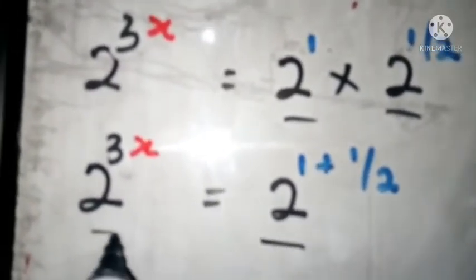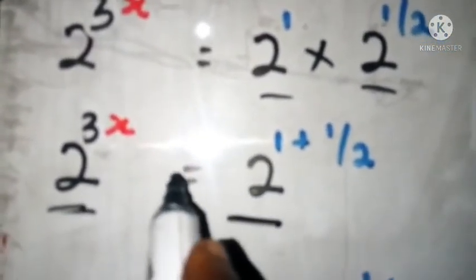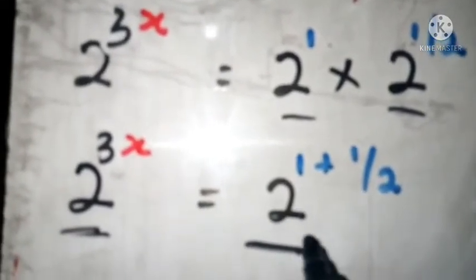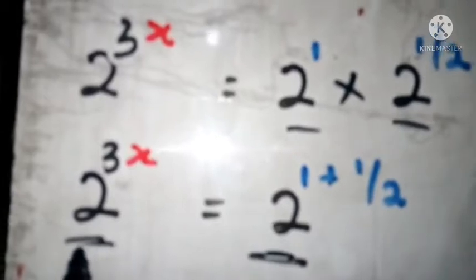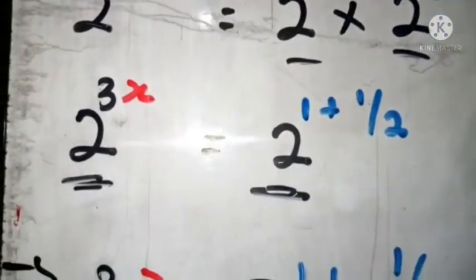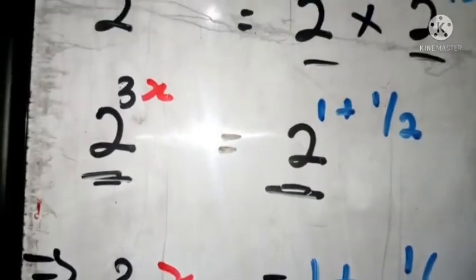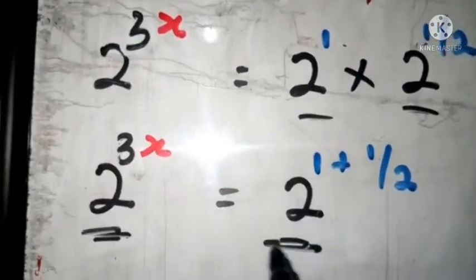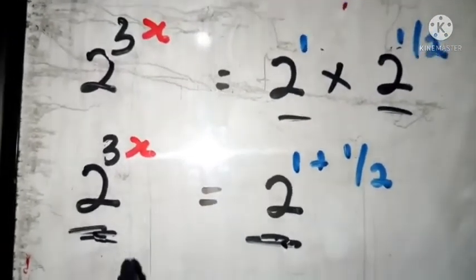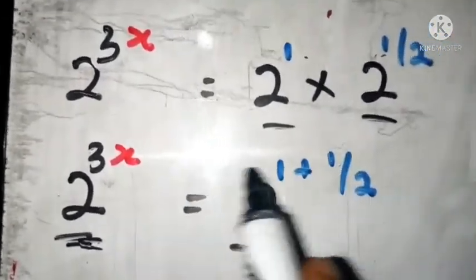Have you seen? We have the same base here, and the same base is being equated. So the two guys are equal, meaning they are the same. If they are the same, then what I have to do is just equate the exponents, right? So that's how I got 3x here. Since the bases are the same, you can just equate the exponent.